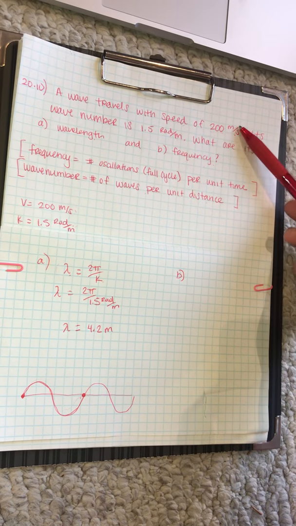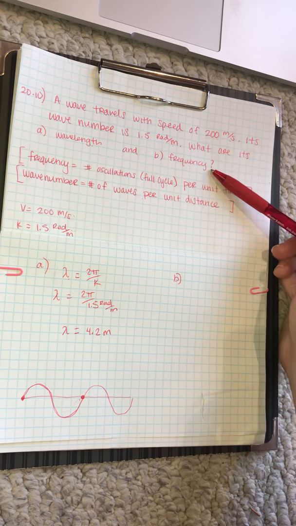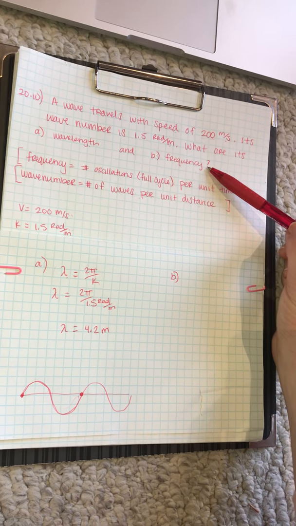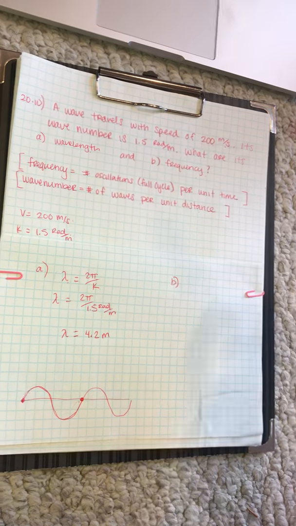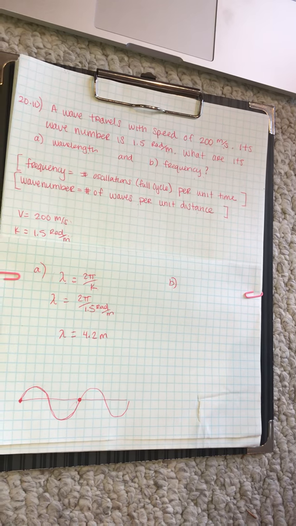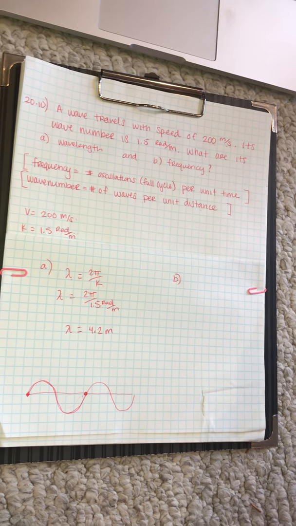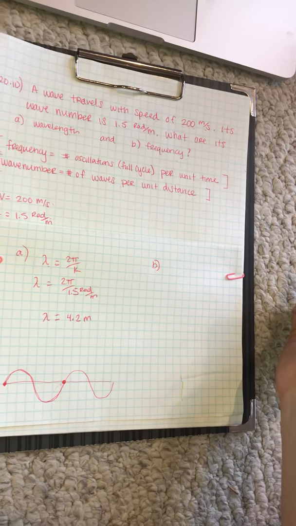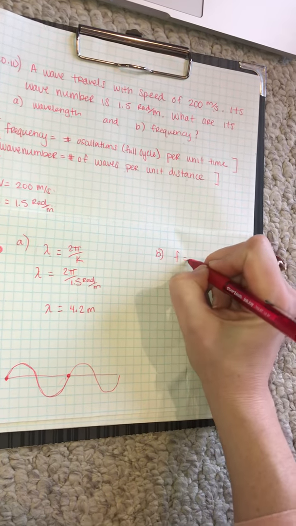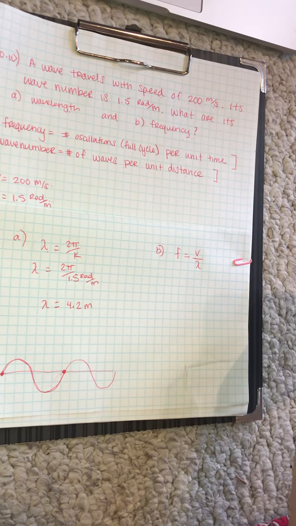Okay, now for part B, they ask about frequency, and frequency once again is number of oscillations per unit time. And now we want to think of a relationship or a formula that involves what's given and what they ask for both. Okay, so we know that we have a formula that involves frequency and wavelength, and that formula is frequency equals velocity over wavelength.